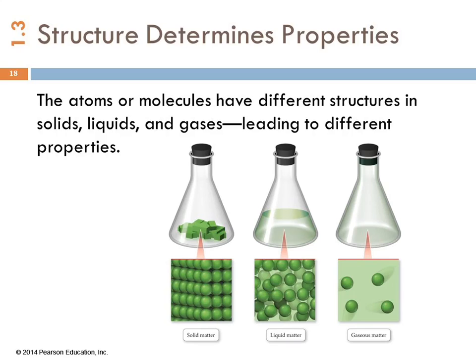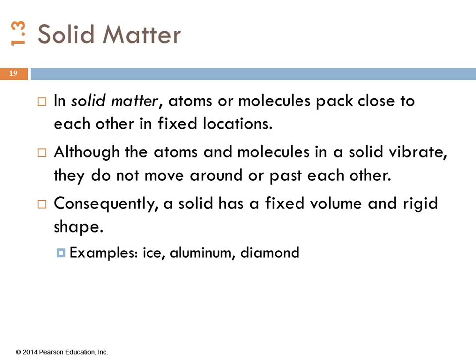And the properties of those three states come from the different structures that the individual particles have. So in a solid, we've got all the particles packed closely together. One book I've used calls them touchingly close. Right? They're close enough they're touching each other. They're packed together in fixed locations. That doesn't mean that the atoms and molecules aren't moving, because they are. All atoms and molecules are moving, but they're vibrating in place.